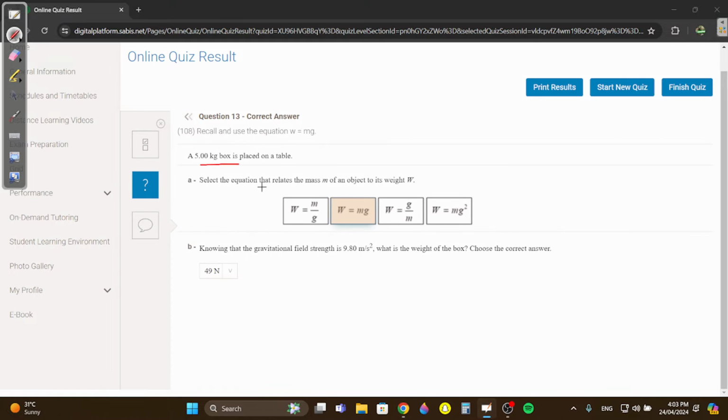Question 13. A 5 kg box is placed. What's the equation for the weight? You know W equals mg, and I don't think anybody doesn't know this. If g is 9.8, just do 9.8 times the mass. The mass is 5. So 5 times 9.8, you get 49 newtons.